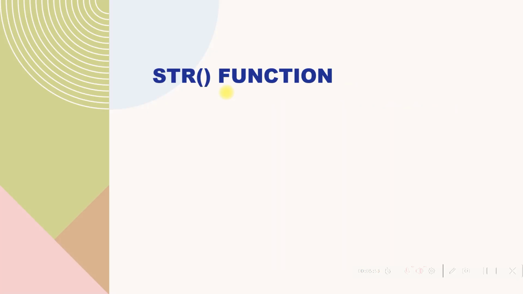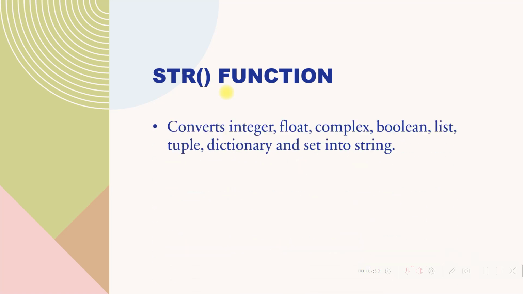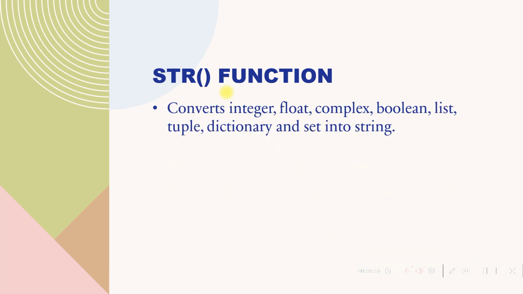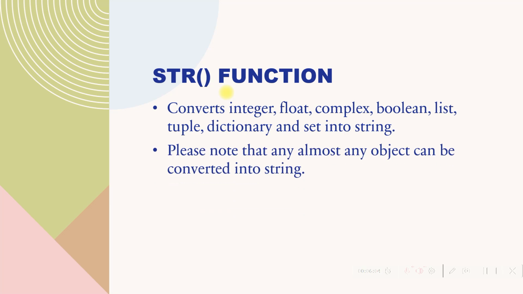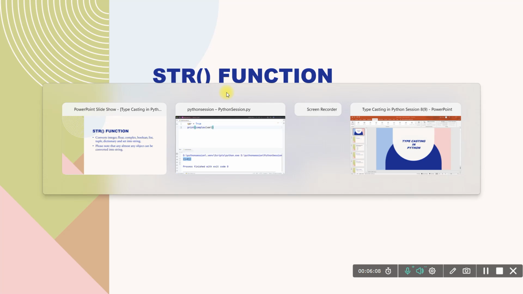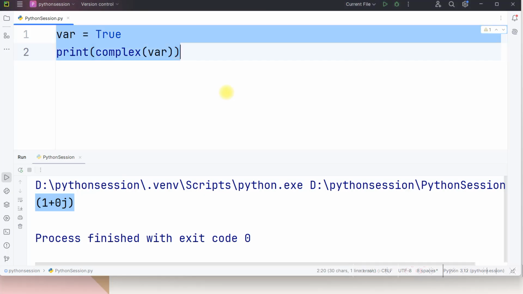The next function is string. What it does is convert integer, float, complex, Boolean, list, tuple, dictionary and set into a string. We can convert almost any object type into a string in Python. Now let's quickly see some examples.